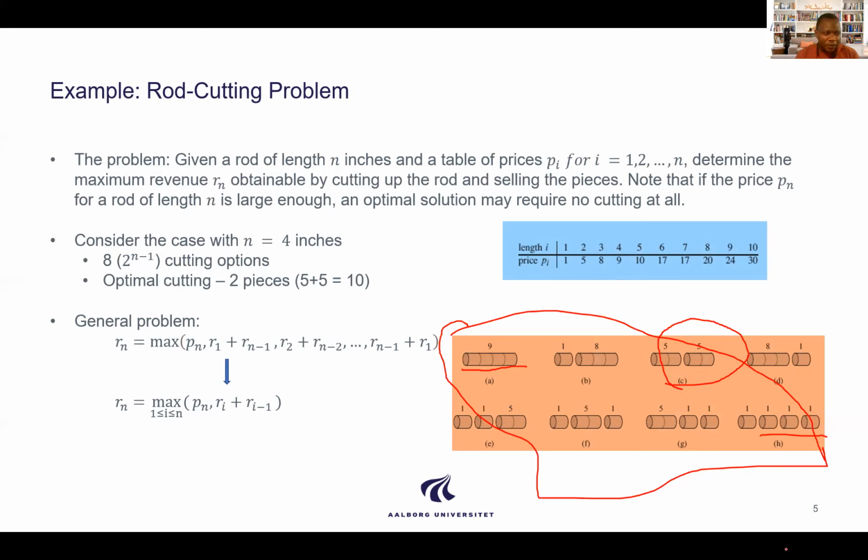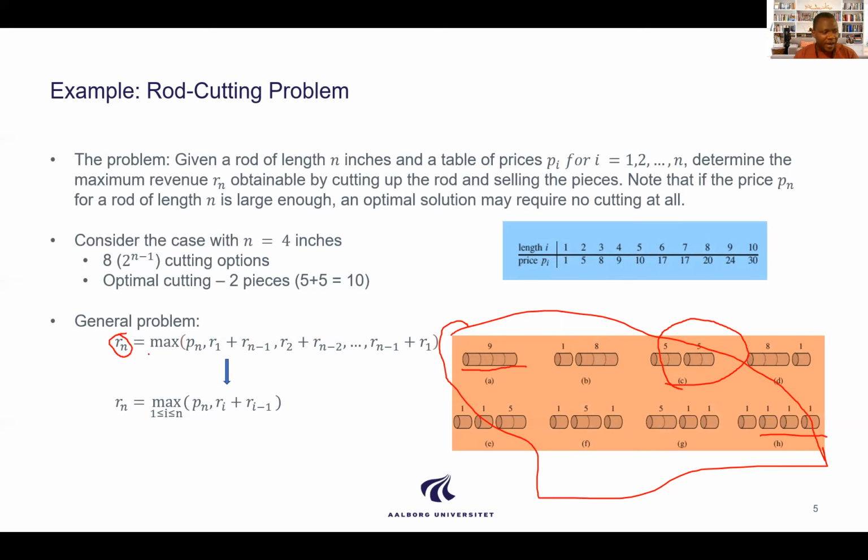As we can see from the illustration here, it is straightforward to write the revenue we would like to get for a rod of length N as the maximum of: P_n, the revenue for selling that rod without cutting. That would be A in this case. Compared to, for example, B, where you have R1 and R_{n-1}, then R2 and R_{n-2}, R3 and R_{n-3}, and then you can progressively or recursively break this down.